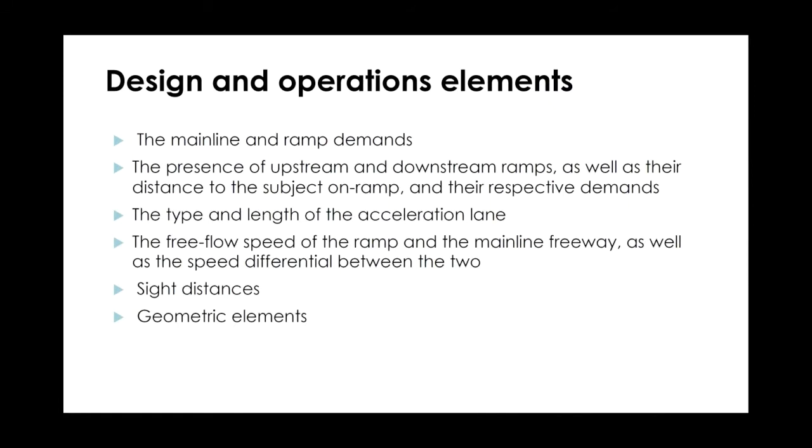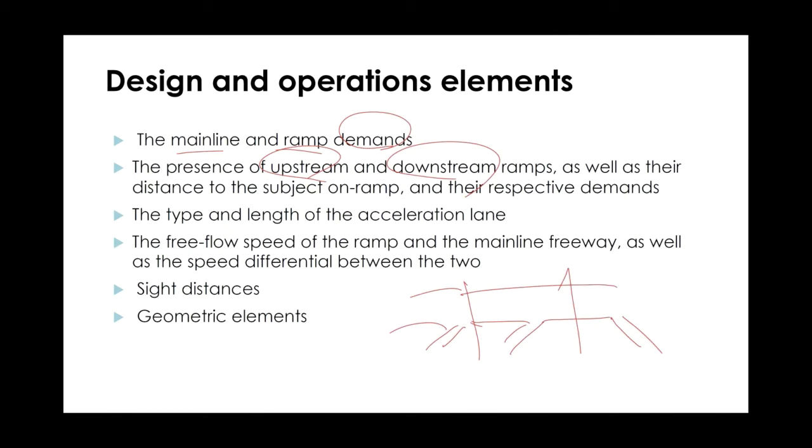There are some key design and operations elements when it comes to freeways. It is very critical to know the demand of the main line and the ramps. We need to be aware of the presence of any upstream or downstream ramp, as well as their distance to the on-ramp or the merge section that we are trying to design and operate, and also of their demand. So if there is this on-ramp here, and you want to operate or design this part of the road, you need to be aware of: is there any off-ramp downstream? Is there another on-ramp upstream of this merge section? What are the demands? How far are these downstream and upstream ramps from this merge section?